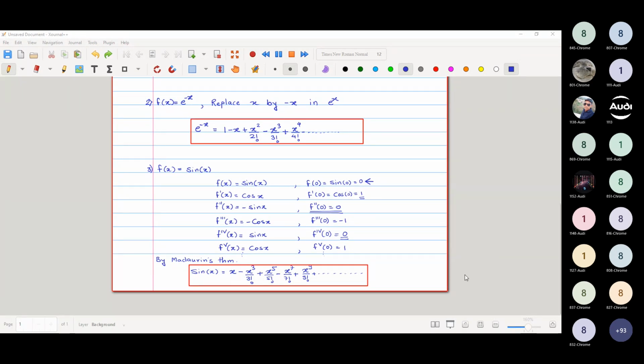Sir, after the last term, x to the power 9 by 9 factorial, a minus will come, right? One minute. Yeah, it will be minus. The next term will be minus, after x to the power 9.